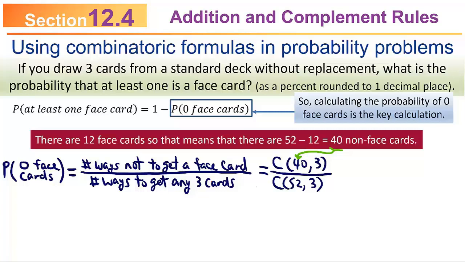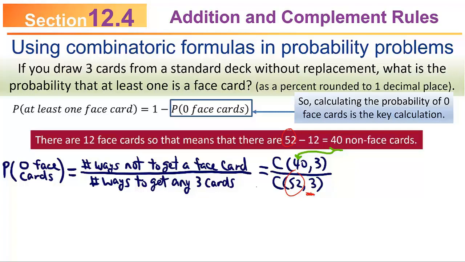We've done these problems in earlier sections. When we're drawing face cards, we don't care about order, because when you pull a card out of the deck and put it in your hand, it doesn't matter what order the card came into your hand. So this is a combination. If we're trying not to get a face card, we've got to draw from the 40 things that aren't face cards. So it's a combination of 40 things, and we're choosing 3 cards, so it's a combination of 40 things taken 3 at a time. Down bottom, when we don't care what the cards are, it can be any of the 52, but we're still drawing 3 cards.